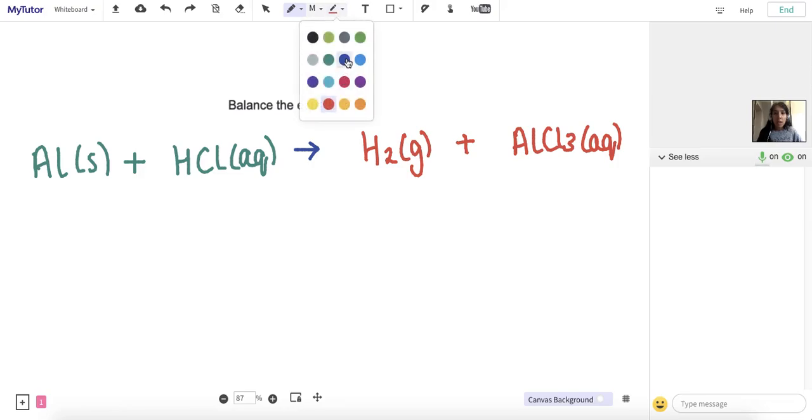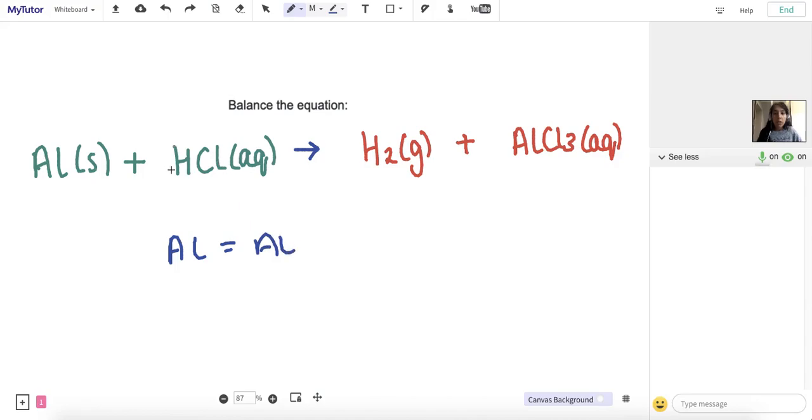If we look on the reactant side, we can see that our aluminium is 1, and on the product side, it's also 1. So at the moment, our aluminiums are balanced. If we look at our hydrogens, on the reactant side, there is 1, and on the product side, there are 2, so they are not balanced. If we look at our chlorine, there's 1 on the reactant side, and there are 3 on the product side, so again, they are not balanced.